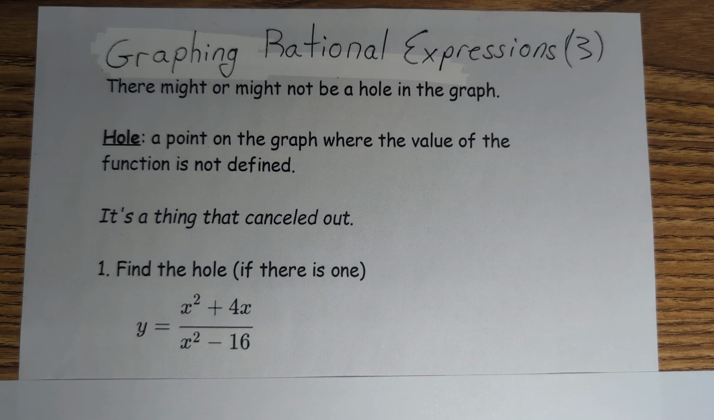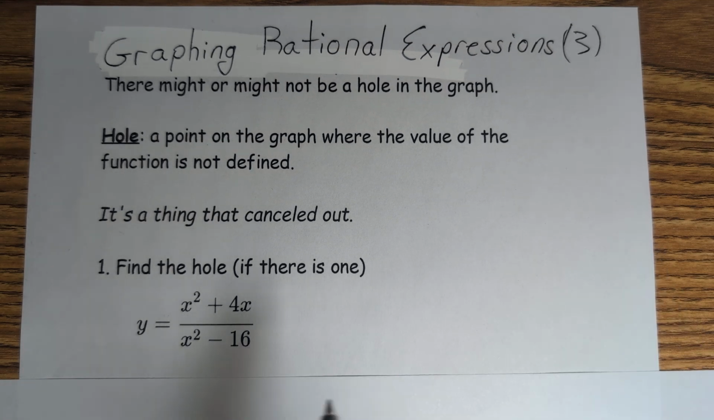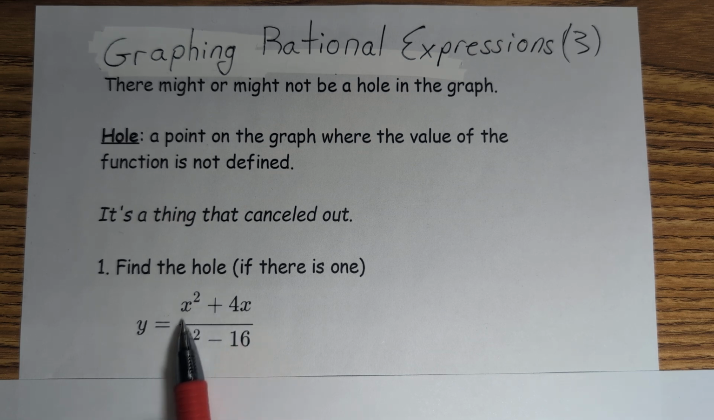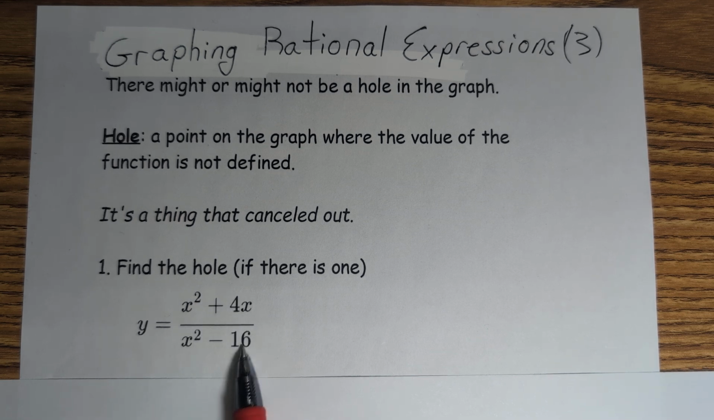And a hole is just a point, a spot, a single point on the graph where the value of the function is not defined. It doesn't work. And in terms of what we're familiar with, it's a thing that canceled out. So we've definitely simplified rational expressions like this, okay? And that's what we need to do to find the hole.